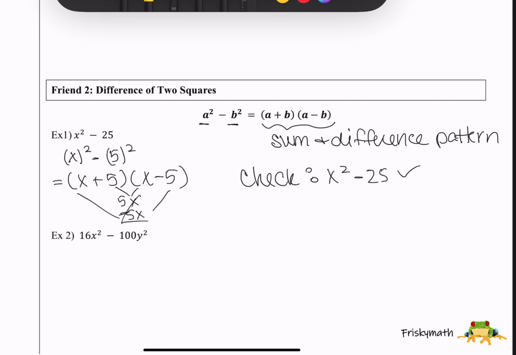So the factored form of x squared minus 25 is the product of two factors, x plus 5 and x minus 5. They're binomial factors.